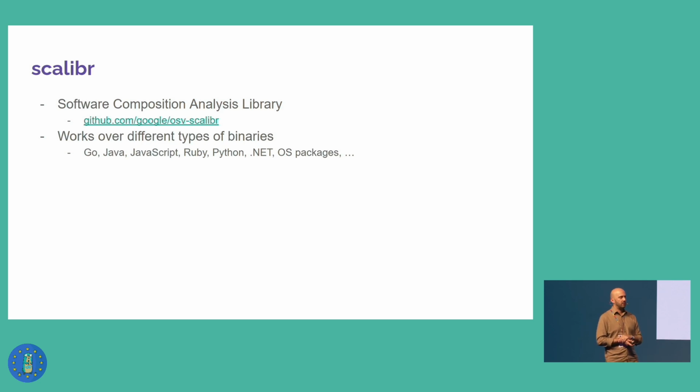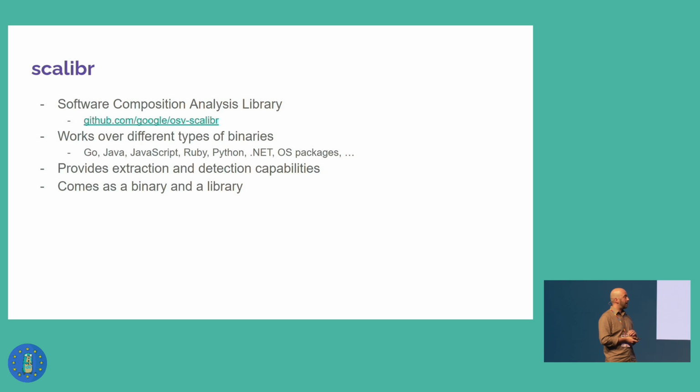What I really like about Scalibur personally is that it has two components. It has extraction and detection, which means it can analyze your container or your file system, extract security inventories and store them somewhere. But you can also pipe them to detection capabilities to actually check for vulnerabilities. It comes as a binary and a library. And by the way, of course, govulncheck is one of the detectors, not surprisingly.